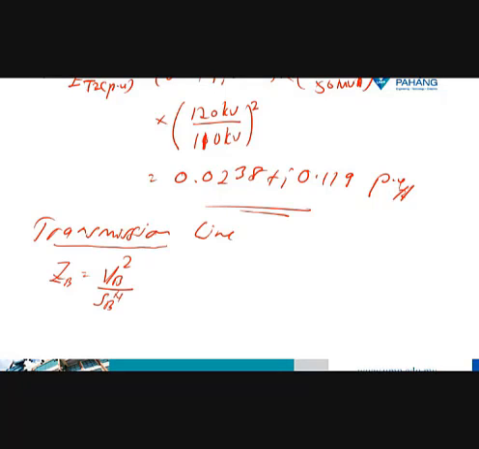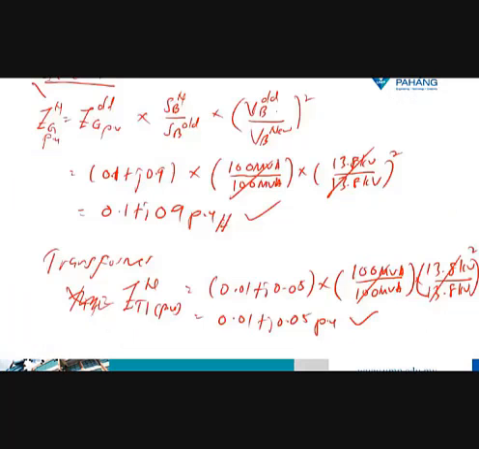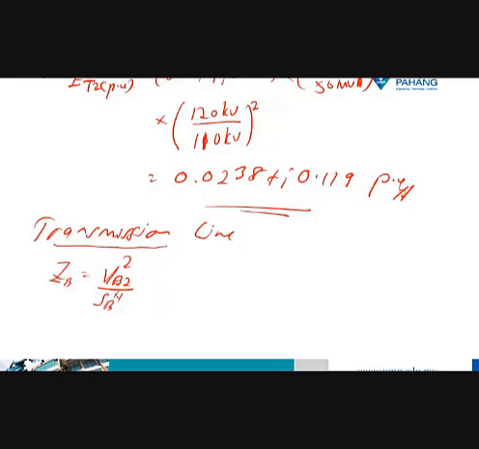Which V base do we have to take? We have to take V base 2. Why? Because this transmission line is in Region 2. Yes, in Region 2. So we use V base 2. V base 2 is 110 kV, squared over S base new.